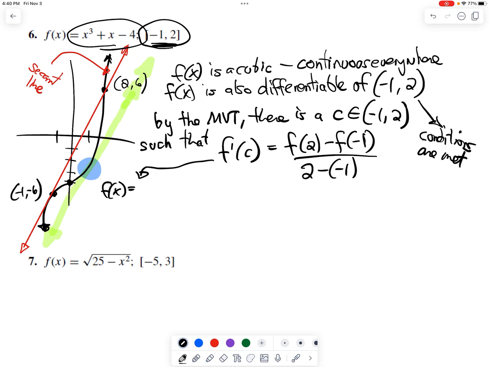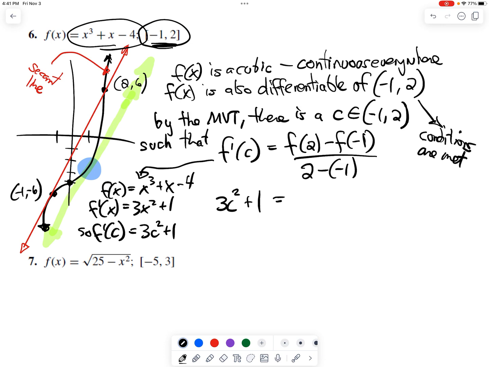First we need f of x, which is the original function, x cubed minus x minus 4. The first derivative, f prime, is 3x squared minus 1. So f prime with a c in it is just 3c squared minus 1. That's on the left side. Now on the right side, that's just putting those numbers through the function. We've got them already. f of 2 is 2. f of -1 is -6. 2 minus -1 is 3. So 3c squared minus 1 equals, that's 12 over 3, or 4.